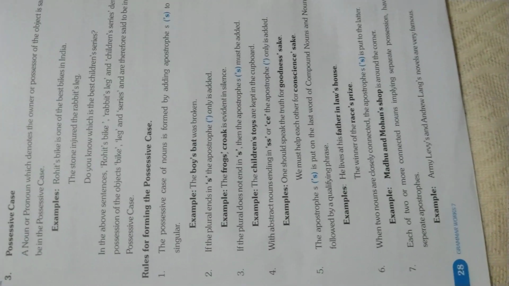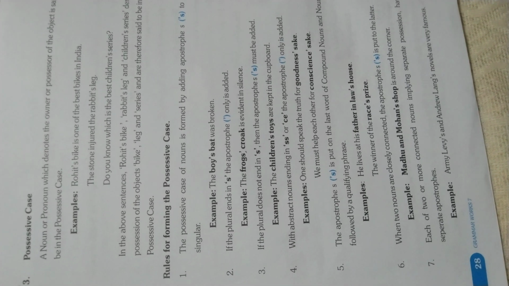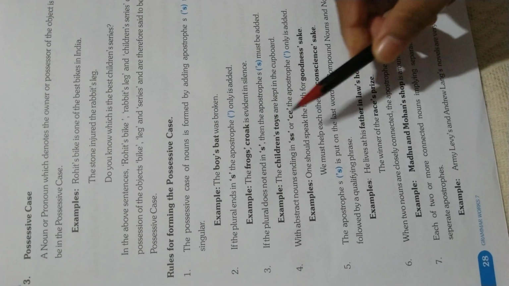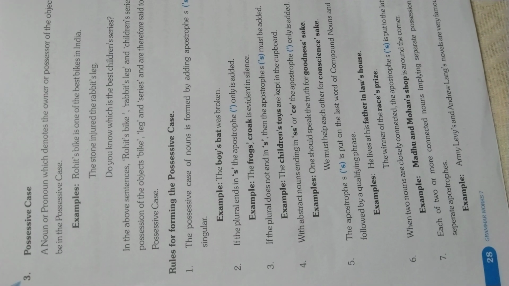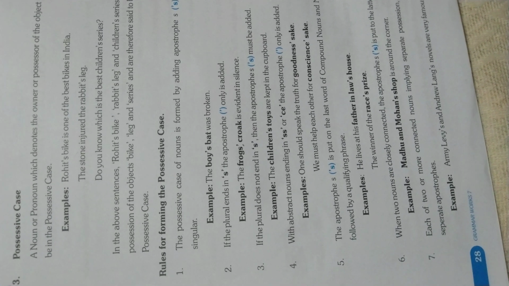Now, third one, if the plural does not end in s, then the apostrophe will be inside, before the s. Like the children's toy, children itself is the plural word, so you cannot add s and then put the apostrophe after it, it will be wrong. So you write the word children, then put the apostrophe and then s. It means the apostrophe will be before s, not after. Please note, the apostrophe will be before s if the word is plural.